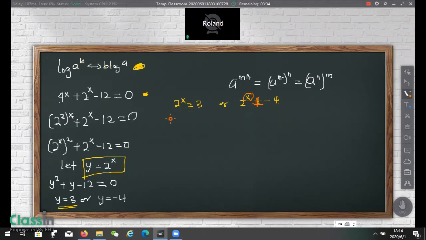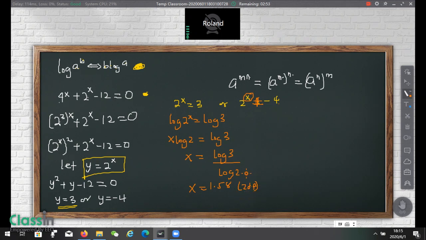The same approach: we apply logarithm to both sides. So we have log of 2 to the power x equals log of 3, and we have x log of 2 equals log of 3. We can divide both sides by log of 2 to get log of 3 divided by log of 2. We can use a calculator here. You get x to be 1.58 to 2 decimal places. Of course, it's 1.58496 and so on.